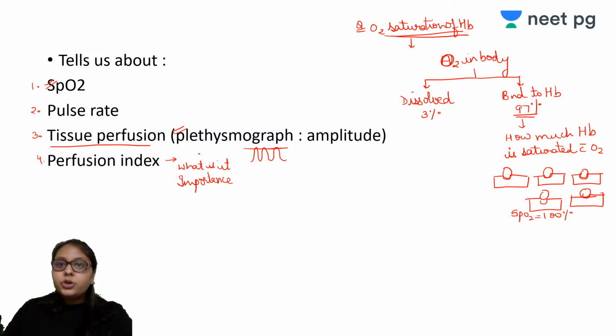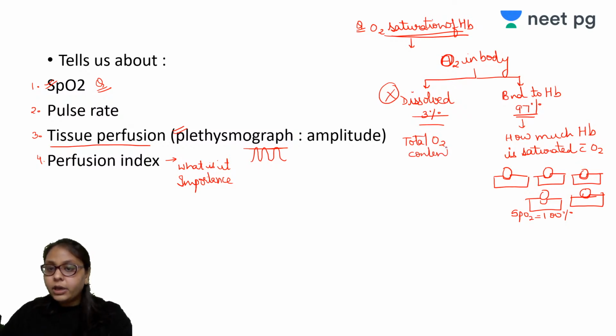Let's see that. So in this slide, the most important point which is asked is, what does pulse oximetry tell us? It tells us about how much hemoglobin is saturated with oxygen. It does not tell us about the dissolved oxygen. It does not tell us about the total oxygen content. It will tell us only about how much hemoglobin is saturated with oxygen.